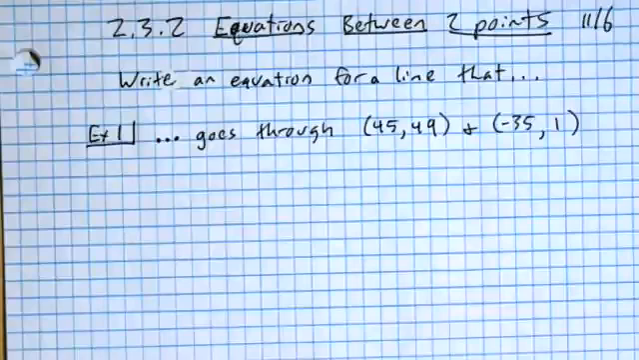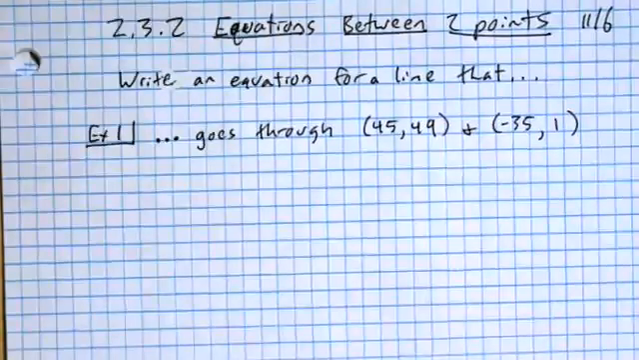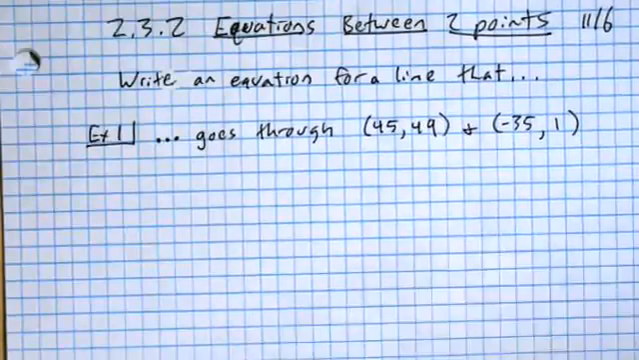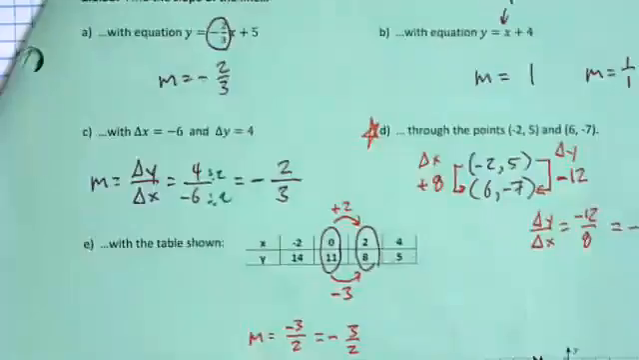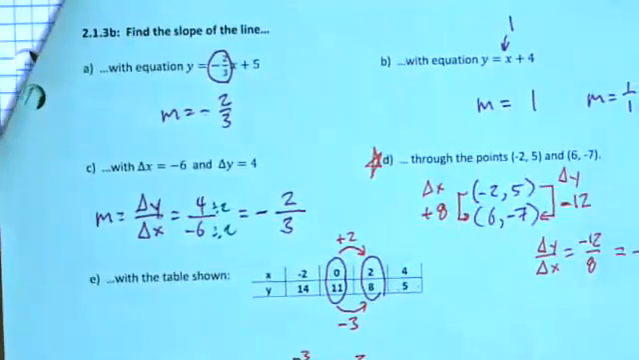See if you can find a problem in your packet where you found the slope between 2 points. You guys have your packets in front of you? Could you look inside of your packets, please? See if you can find me a problem in your packet where you found the slope between 2 points. Is there one in there somewhere? Ooh, I found one. I'm looking at this one right here.